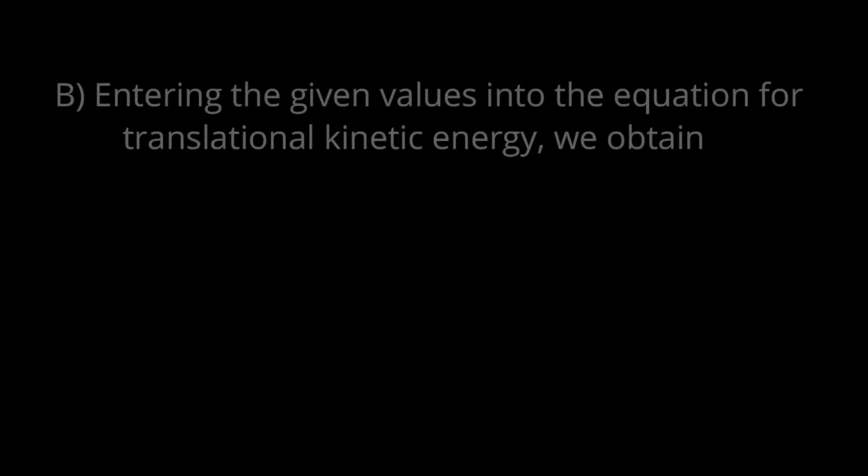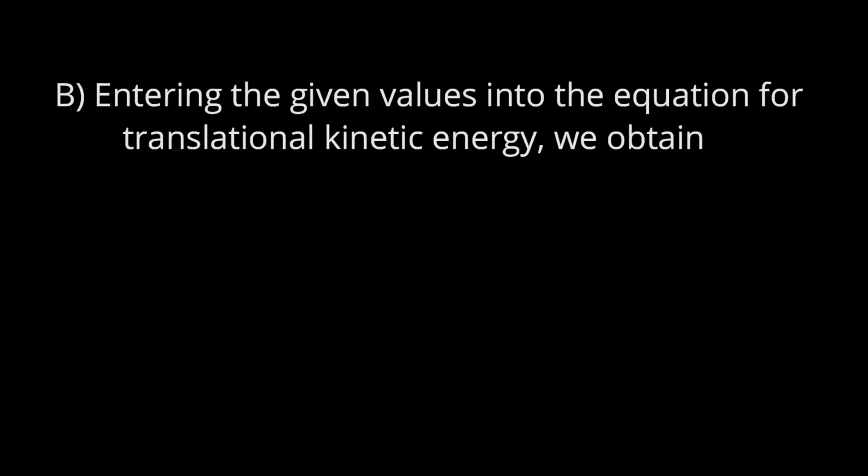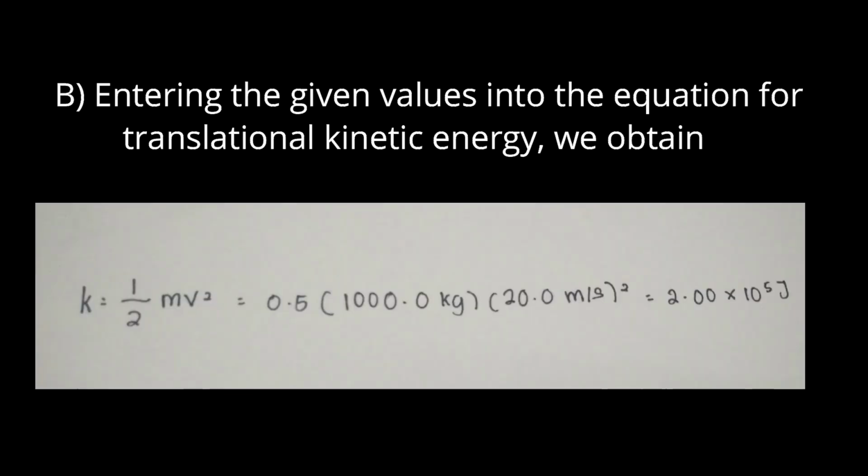Next, for B, entering the given values into the equation for translational kinetic energy, we obtain K = 1/2 mv² = (0.5)(1000 kg)(20 m/s)². So the answer is 2 × 10^5 joules.